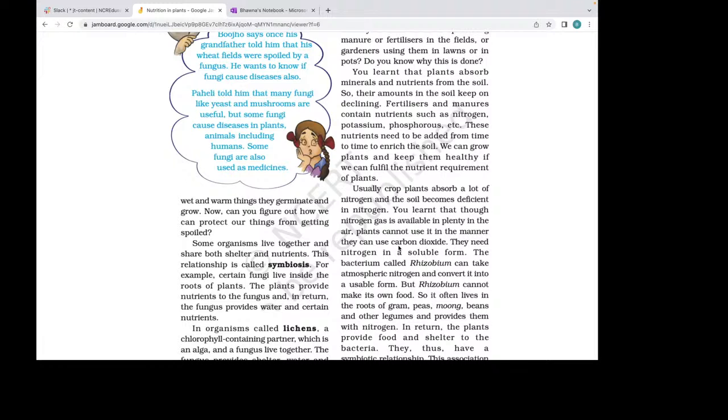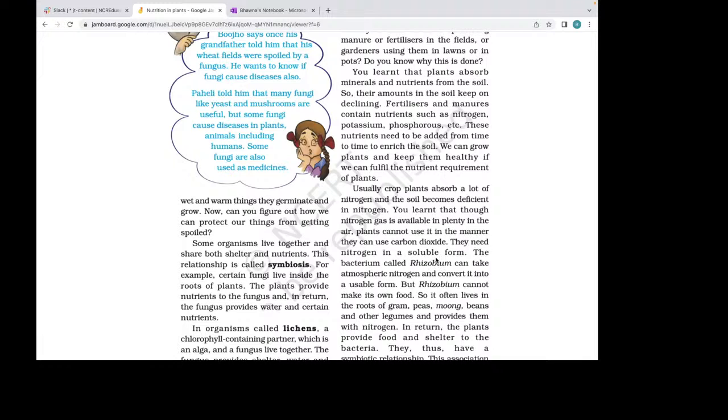नाइट्रोजन उनको सोल्यूबल फॉर्म में चाहिए होती है जो मिलती है सॉइल से, ना कि हवा से. हवा में बहुत ज़्यादा नाइट्रोजन है, we know that, but हवा से नाइट्रोजन नहीं ले सकते हैं प्लांट्स. नाइट्रोजन लेना पड़ेगा मिट्टी से. So मिट्टी से अगर वो नाइट्रोजन लेते रहेंगे तो एक टाइम पे soil will become deficient in nitrogen. उसमें नाइट्रोजन की कमी हो जाएगी.